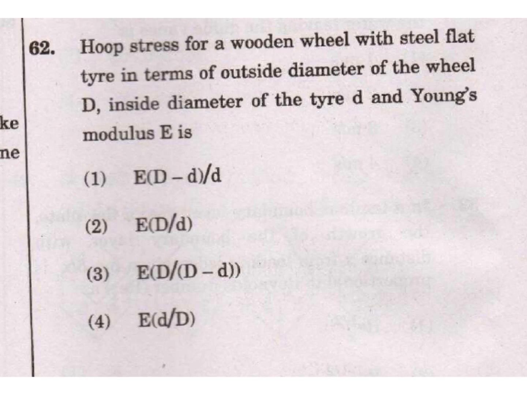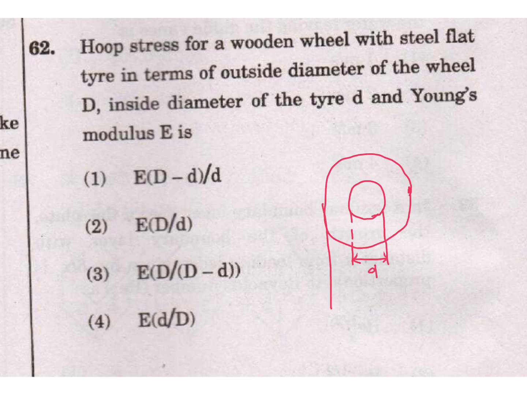Question: hoop stress for a wooden wheel with a steel flat tire, in terms of outside diameter of the wheel D, inside diameter of the tire small d, and Young's modulus E, is how much? We have to calculate the hoop stress. This is the small d, the diameter of the tire. Then the diameter of the wheel, capital D. This is the diameter of the wheel, capital D.